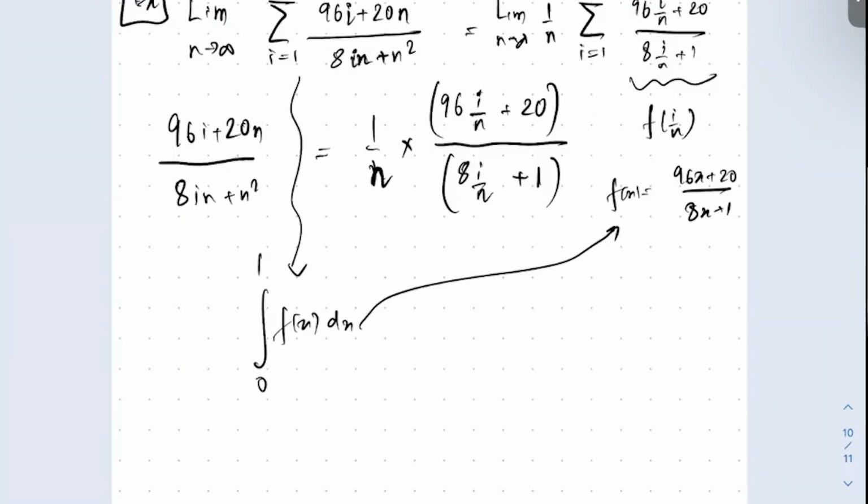And now all of you can find this using whatever ways you know. It will be something in terms of log, but you understood this. All of you understood this? Yes or no? This example?